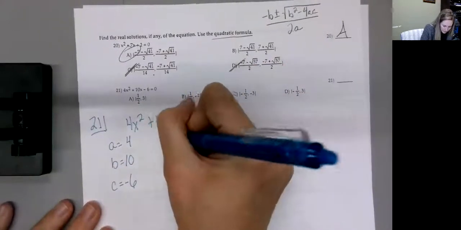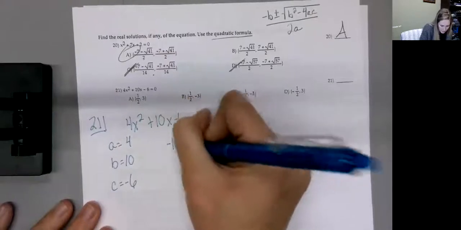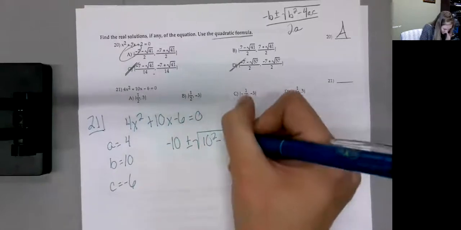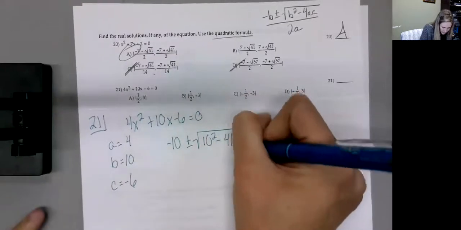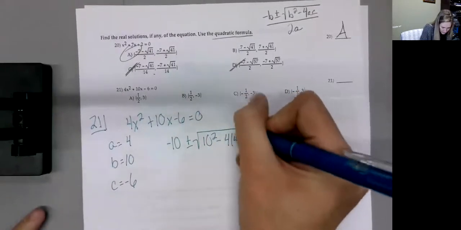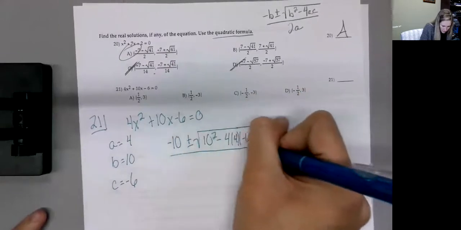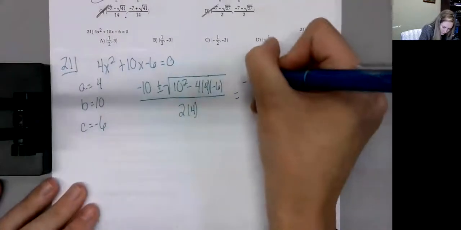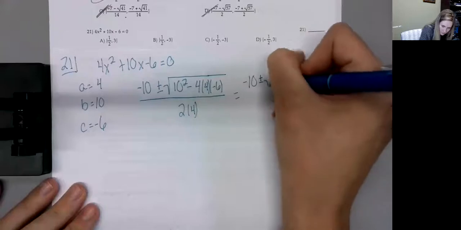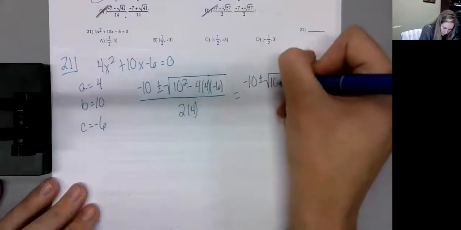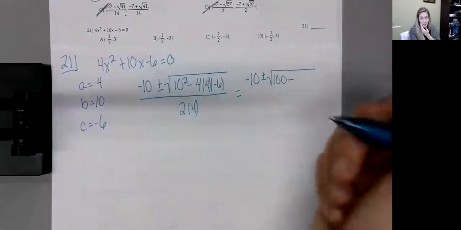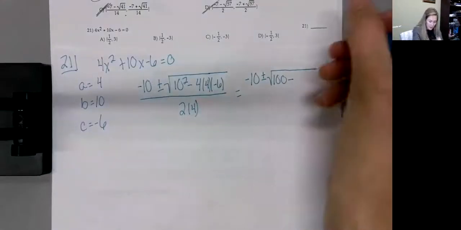So we have a negative b plus or minus the square root of b squared subtract 4 times a times c, all over 2 times a. So we'd get a -10 plus or minus the square root of 100 subtract 4 times 4 is 16 times a -6 would be 96.